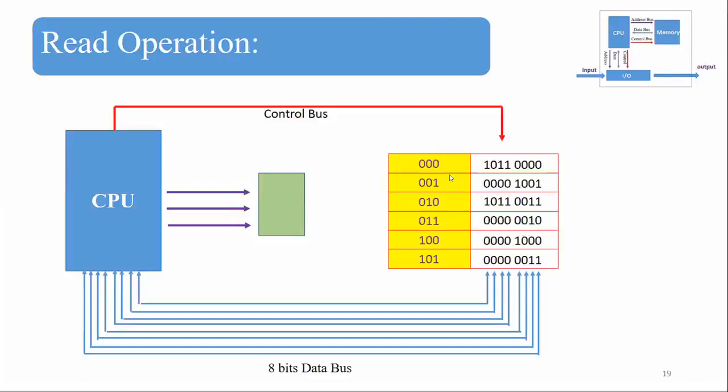For the read operation, we have 3 steps to read something from the memory. I'll show step by step. The first step is the CPU will send out the address through the address bus. Then second, that address will be selected. For simplicity we're taking 2 to the power 3 memory addresses, but in the real case it is 2 to the power 20. So in the CPU we have 100, that means this location will be selected.